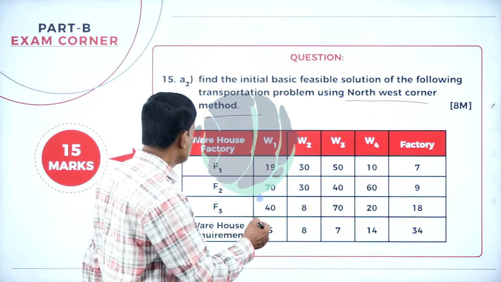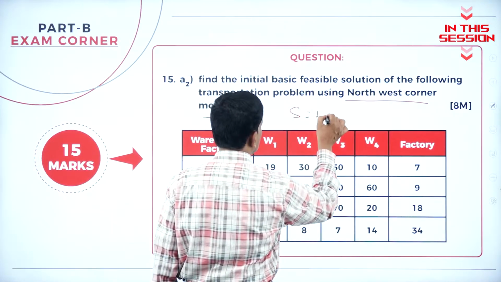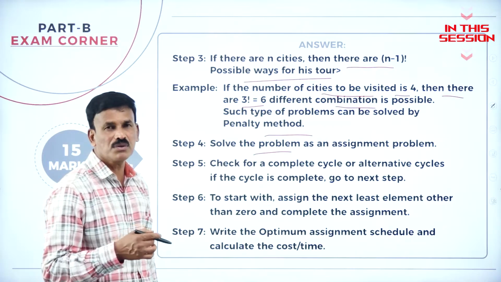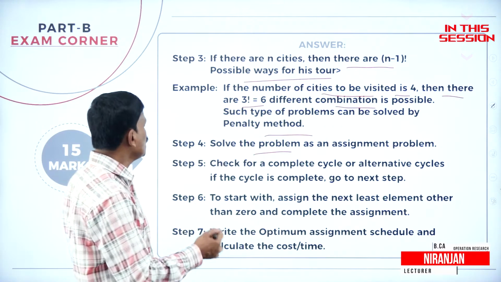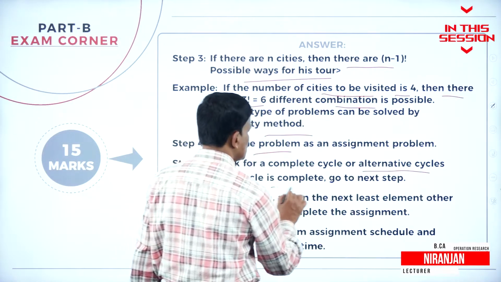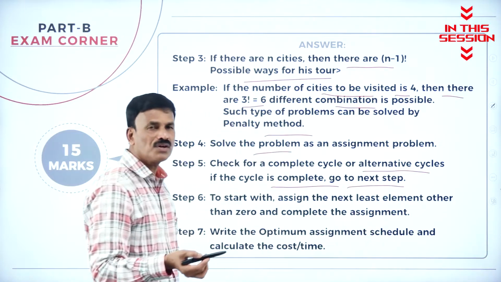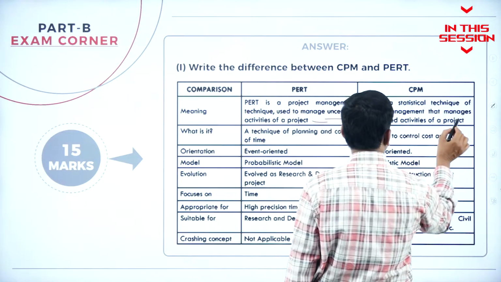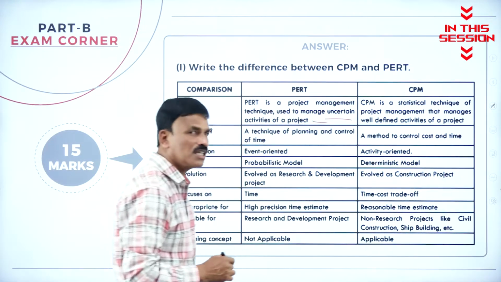How to check the balanced transportation? If the supply is equal to demand, then it is called balanced transportation. So we have to solve the given problem as an assignment problem. Then check the complete cycle or alternative cycles. If the cycle is completed, then we have to go for the next step. CPM is a statistical technique of project management that manages well-defined activities of the project.